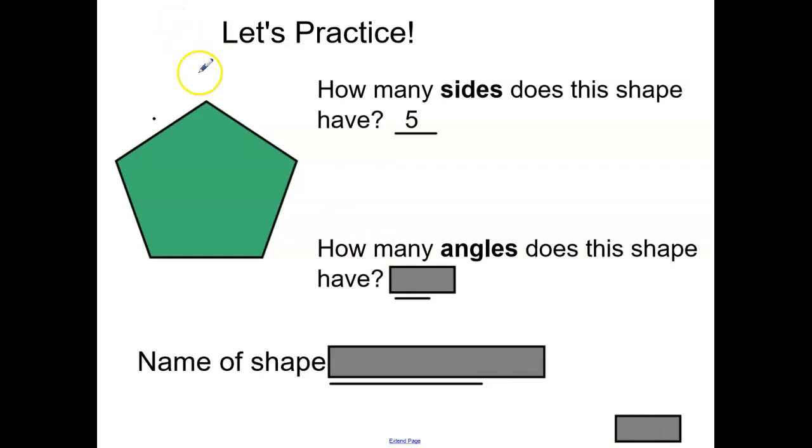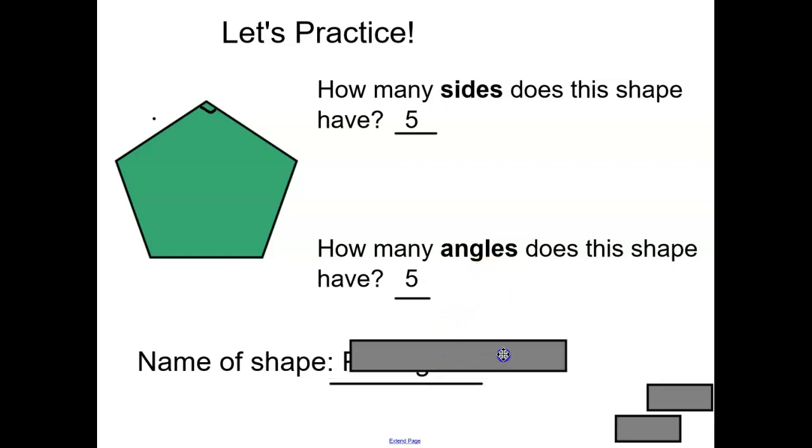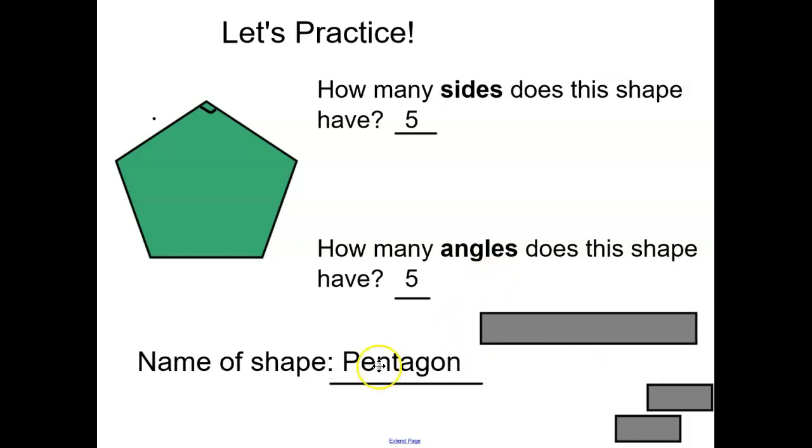Remember, the angle is where those 2 sides meet, where the 2 endpoints come together. So it has 1, and again, I like to put a dot there or a line to show where I started. 1, 2, 3, 4, 5. Wonderful. Give me a thumbs up if you were able to determine that this shape also had 5 angles. And who remembers? What is the name of the shape with 5 sides and 5 angles? Say it out loud with me. It's a pentagon.